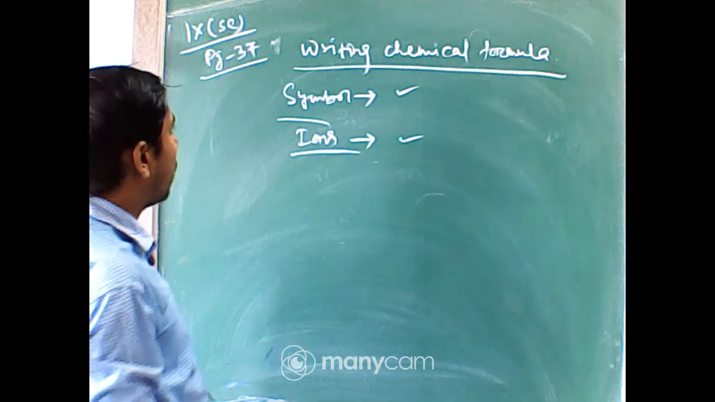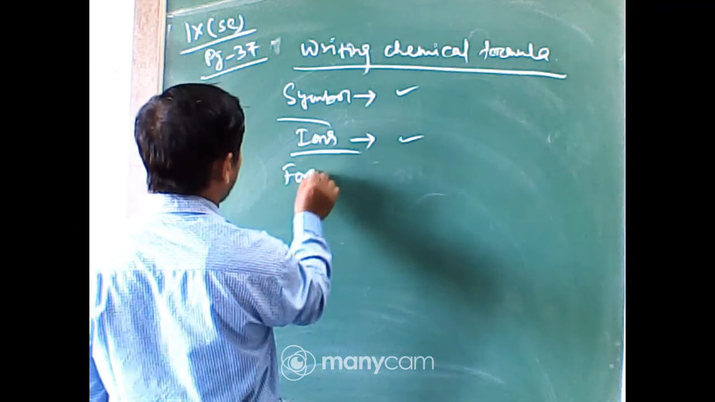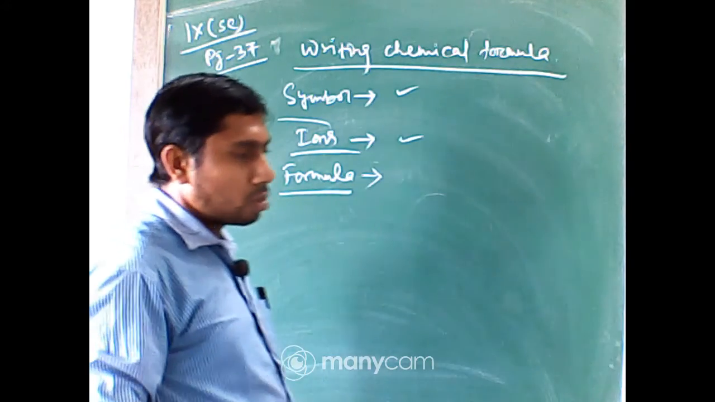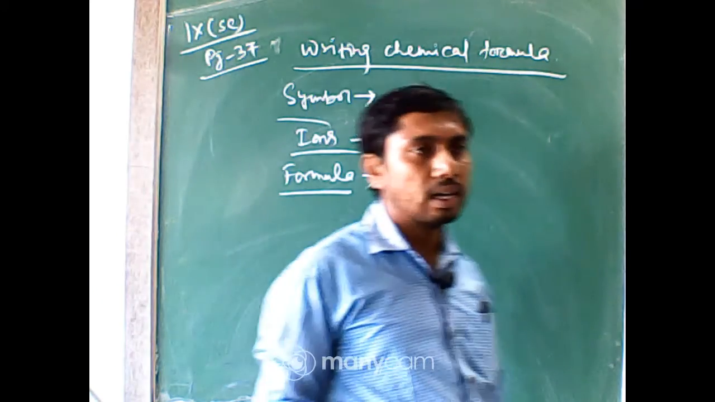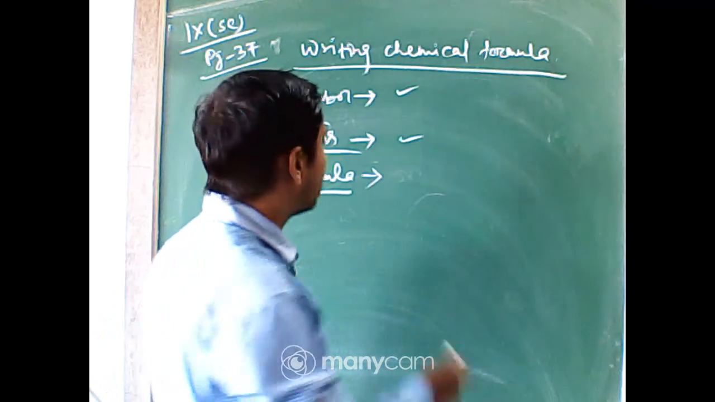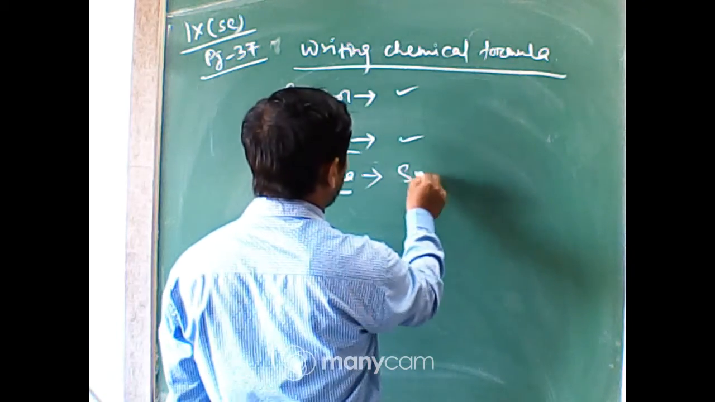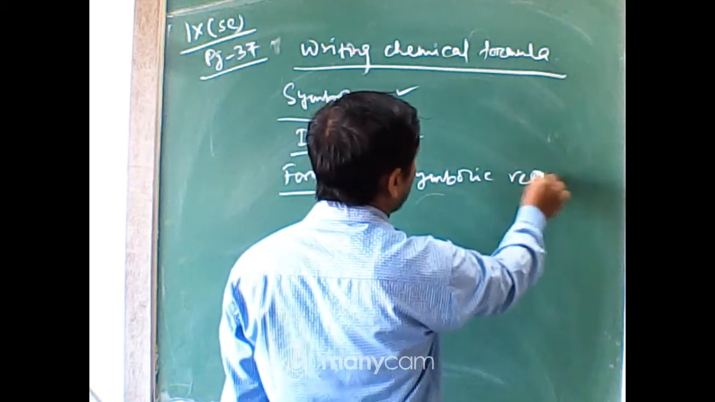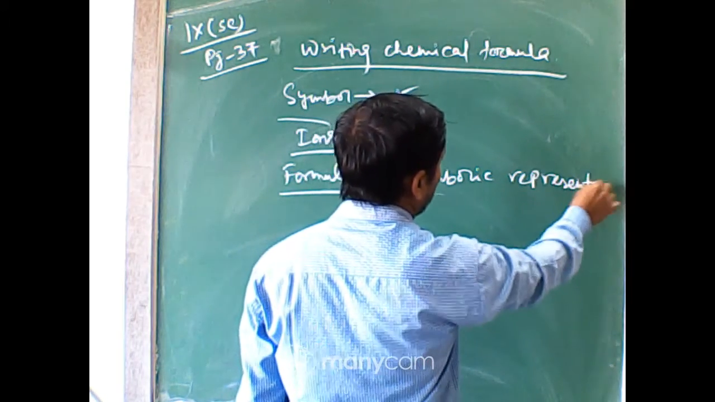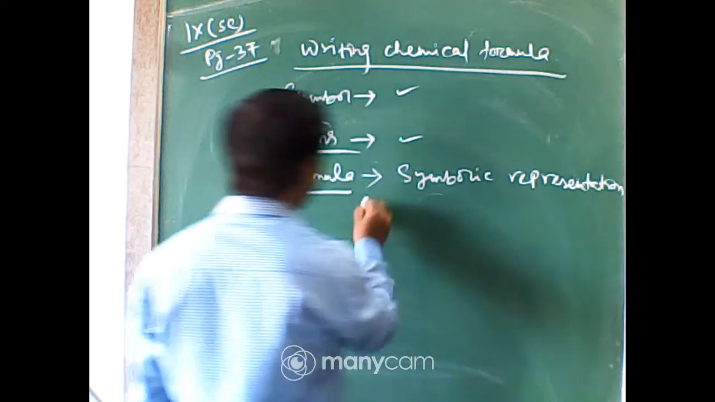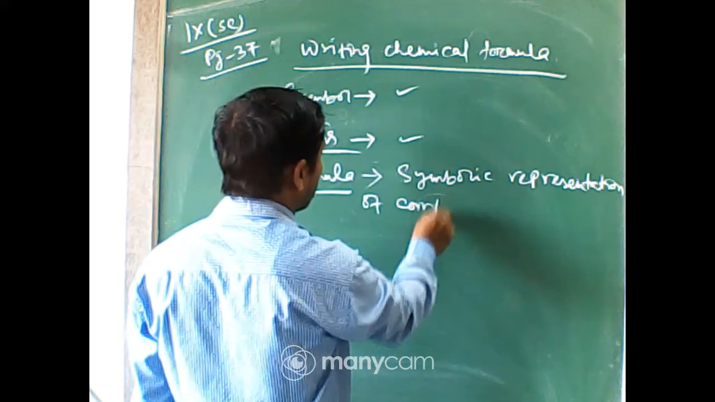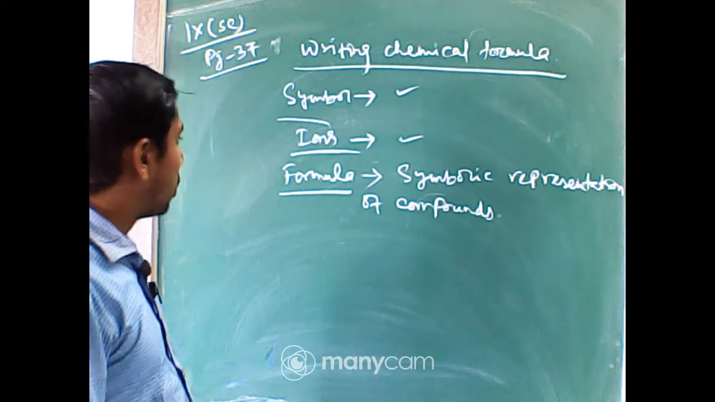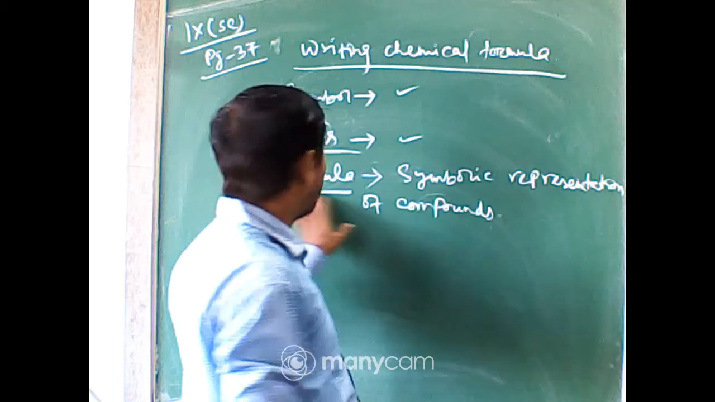Okay. Now, next, what is formulae? Formulae is the plural form and formula is the single form. So, what is formula? Formula is the symbolic representation of a compound. Symbolic representation of compounds is called as the formula.